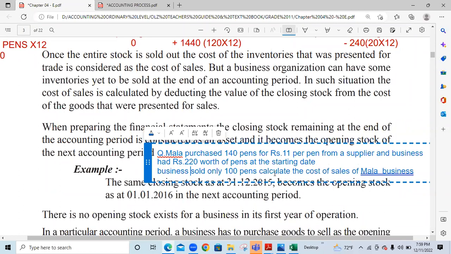Mala purchased 140 pens for rupees 12 per pen from a supplier, and the business had 220 worth of pens at the starting date. Okay, so the business sold only 100 pens. Calculate the cost of sales. Okay, guys, soon calculate.